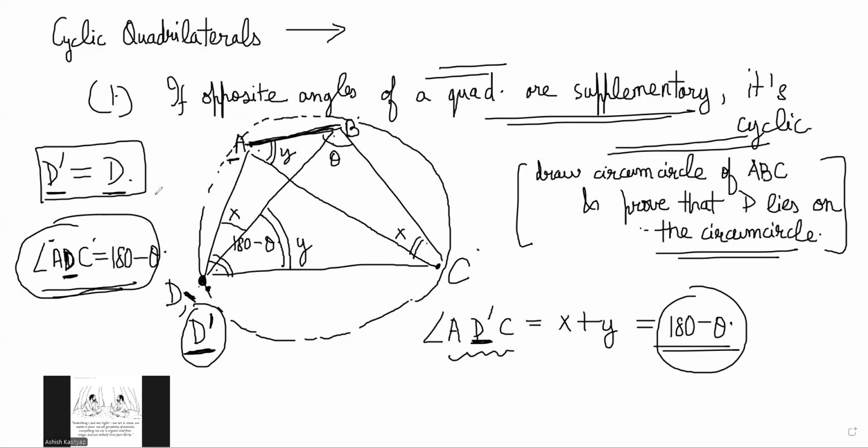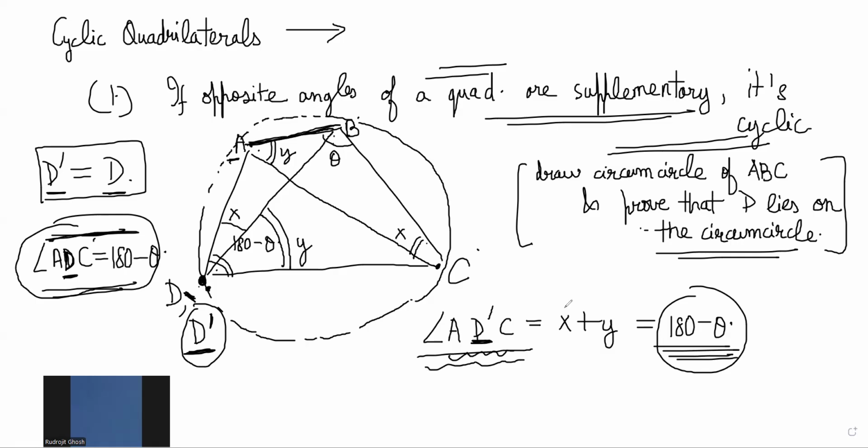So what I'm saying is, let's think of a point on the circle. Let's call it D dash. I have shown that if D dash was on the circle, then I'm clearly getting angle A D dash C equal to 180 minus theta. So if A D dash C is 180 minus theta and we already know ADC is 180 minus theta, then they should coincide, right?